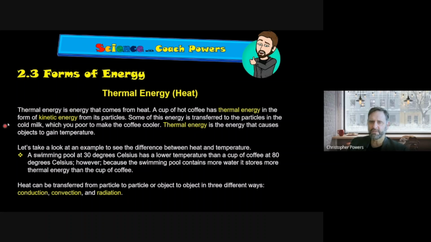Here's the one we see a lot in science: thermal energy, or heat energy. It comes from heat. A cup of coffee.